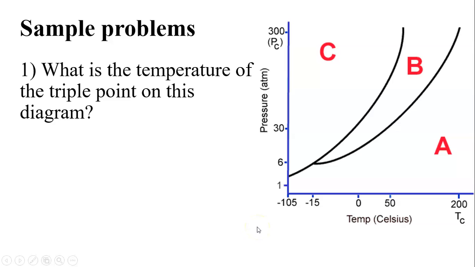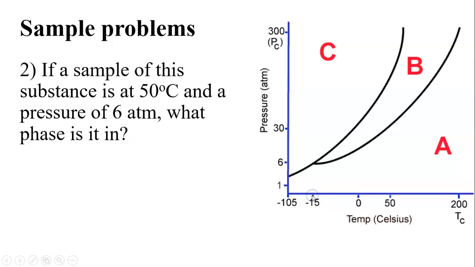What's the temperature of the triple point on the diagram? Well, you're looking for temperature of the triple point. So here's my triple point right here where all 3 intersect. So it looks like about -15 degrees. Yep. If a sample of this substance is at 50 degrees C, and a pressure of 6 atmospheres, what phase is it in? What do you think's right there?